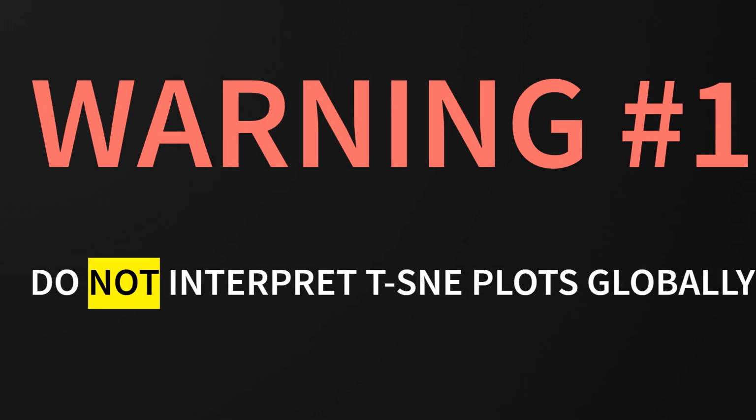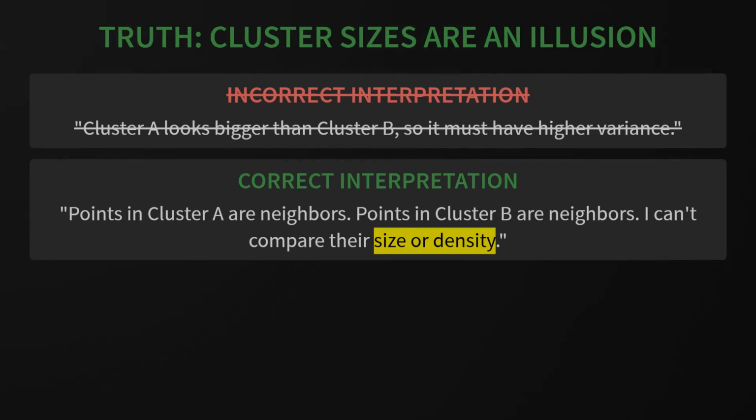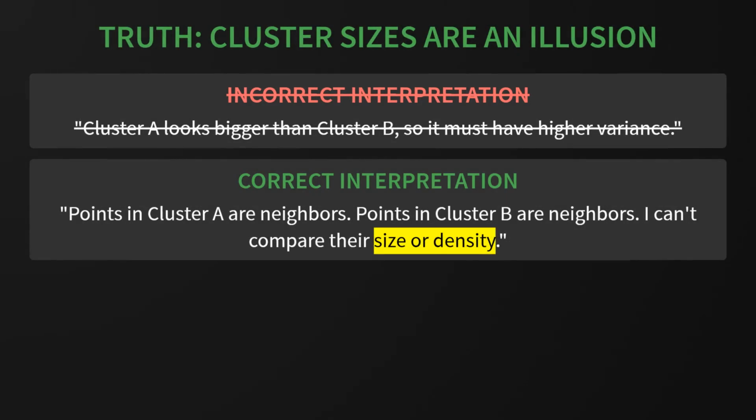The beautiful clusters it creates can be incredibly misleading if you're not careful. First, let's talk about cluster size. You'll see some clusters that look big and spread out, and others that look small and tight. It is a huge mistake to assume this tells you anything about the variance of the original data. It doesn't. The correct way to see it is this. t-SNE is just giving clusters room to breathe to show you the local connections. All you can say is that points within a cluster are similar. You cannot compare the size or density between two different clusters.